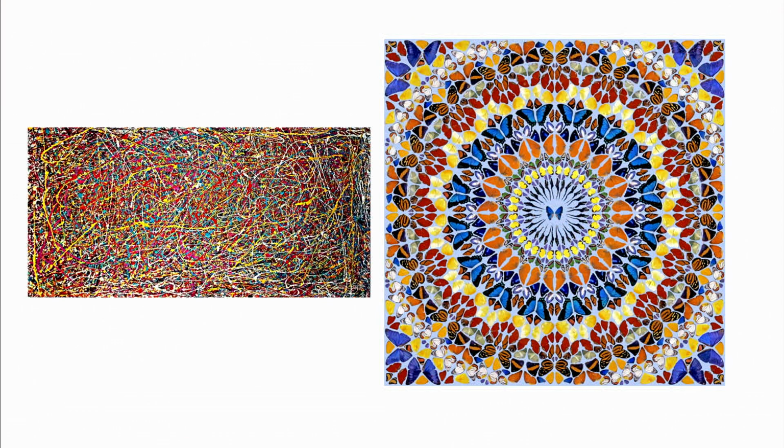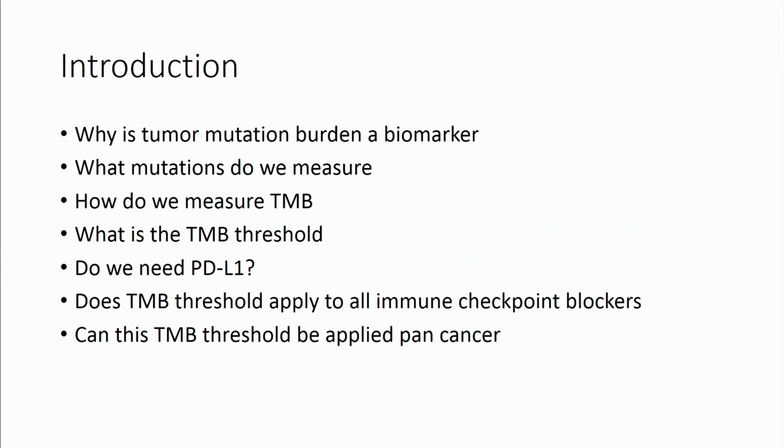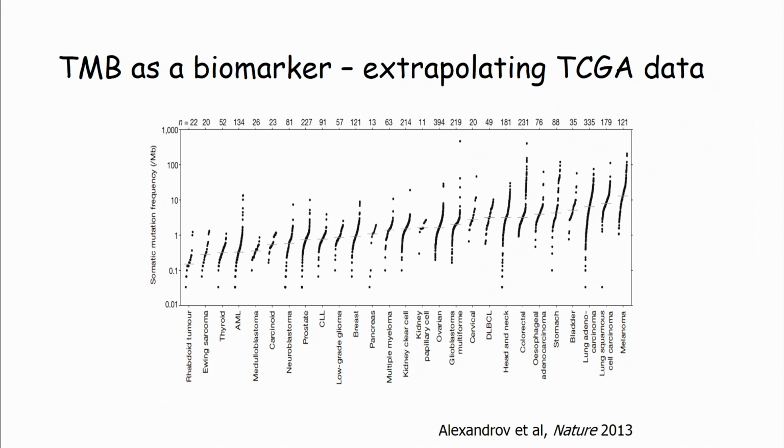So anyways, I think the topics for today are really to talk about TMB as a biomarker. And certainly David alluded to how complicated it can be. What mutations do we measure? How do we define a threshold? How do we think about it in the context of PD-L1 and whether we can apply it to all checkpoint inhibitors as well as pan-cancer?